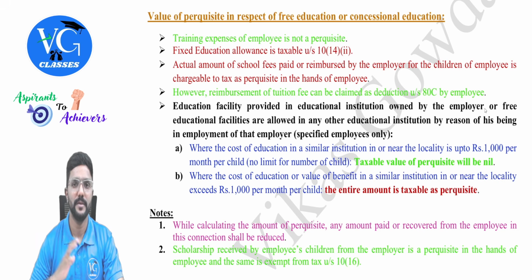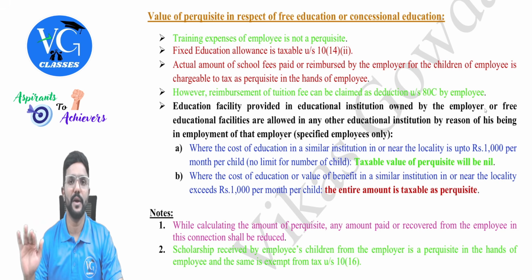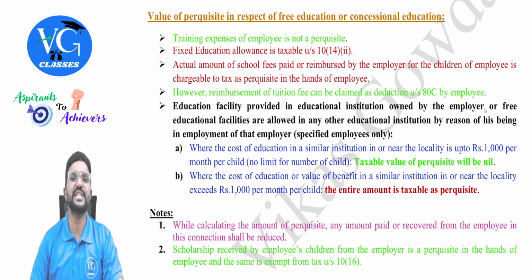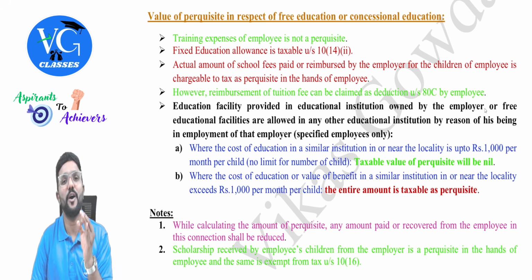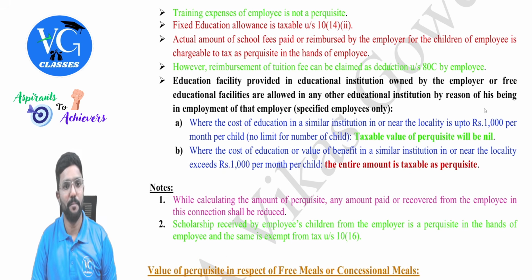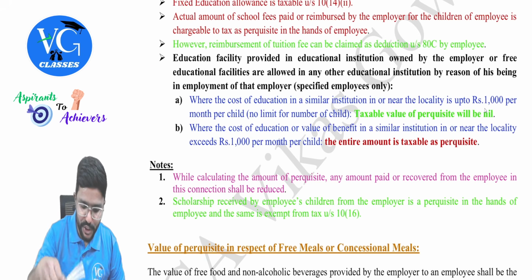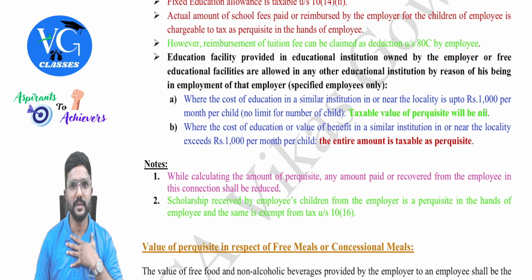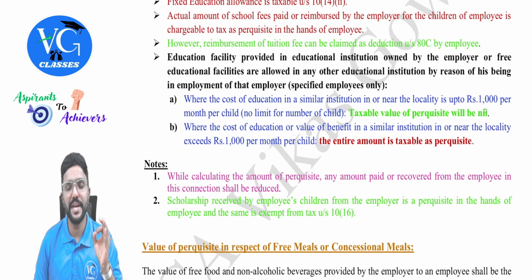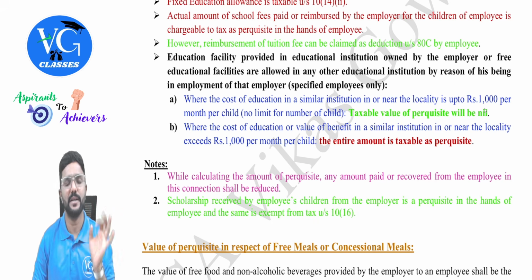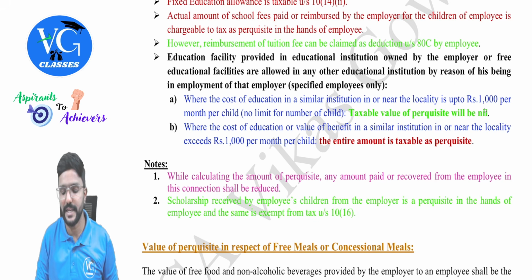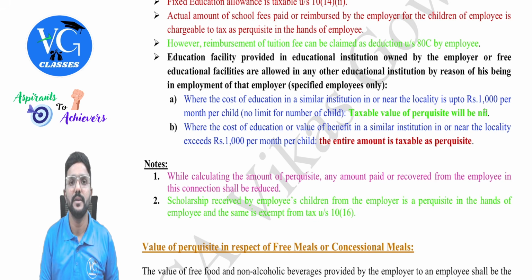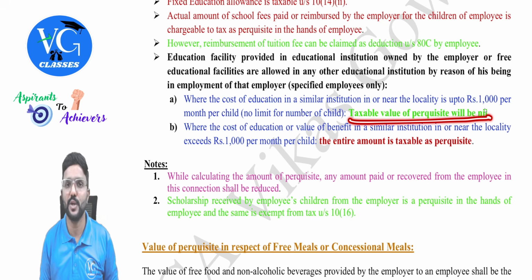But if it is a tuition fee, whoever is paying it, whether employer or employee, for the children, it is allowed as deduction under section 80C, provided the parent is following the optional scheme. But the last point: if education is provided in a school or college which is owned or managed by the employer, then check what is the cost of education in a similar institution in the same locality or nearby locality. If the cost of education in a similar institution in the same locality is up to 1000 rupees per month, please be careful, then it is not taxable.